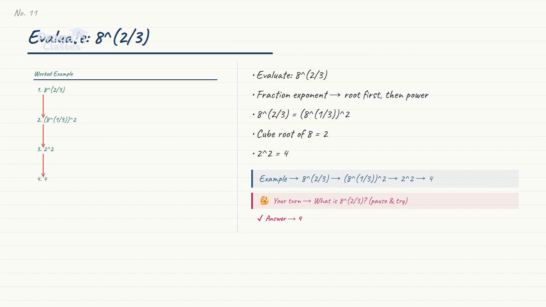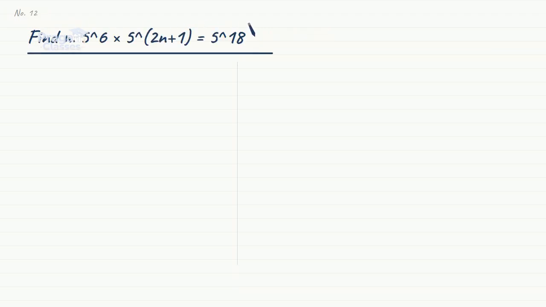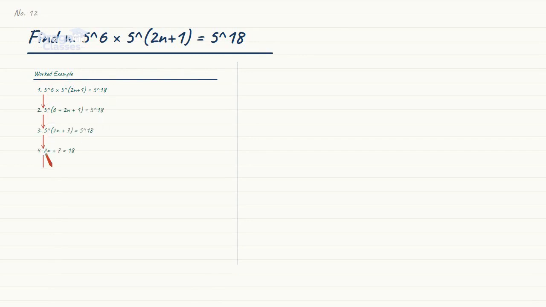Here's one for you. What is 8 to the 2/3? Pause and try it. Ready? It's 4. And now, let's bring everything together with an equation where the unknown is up in the exponent. Here, look at the board for a moment.